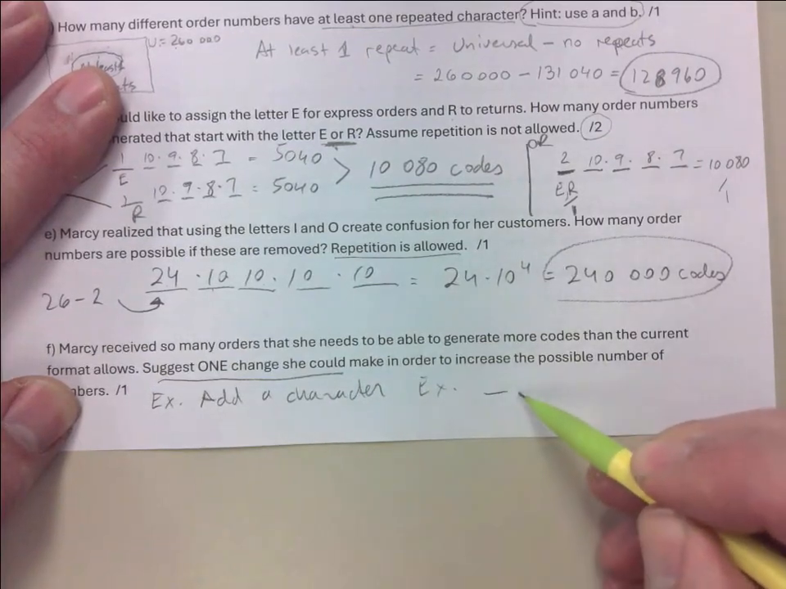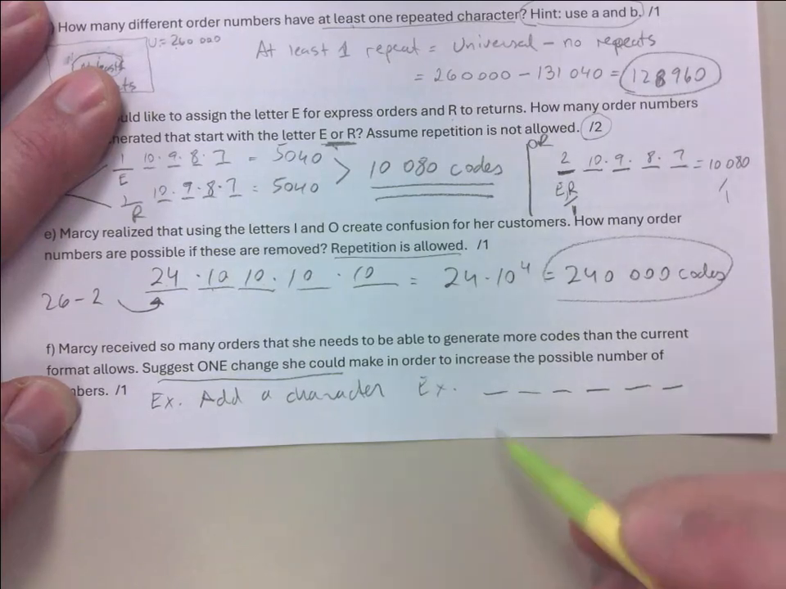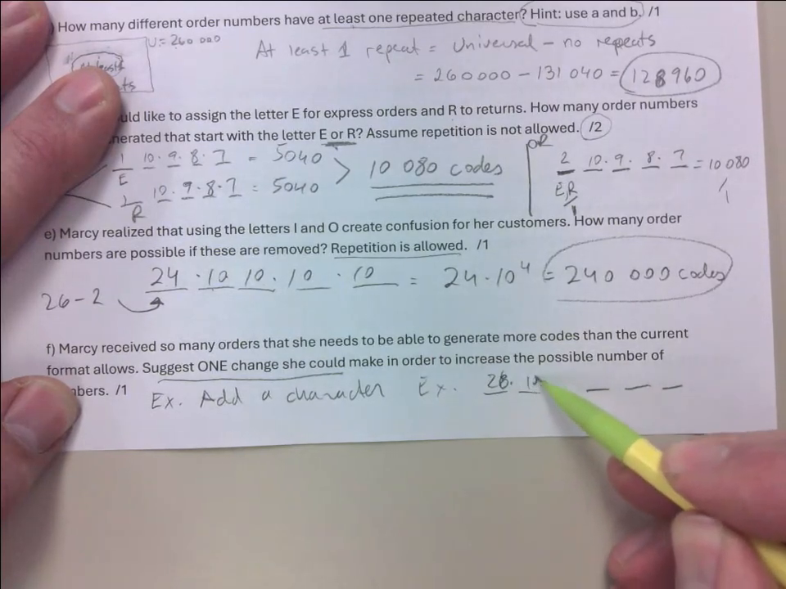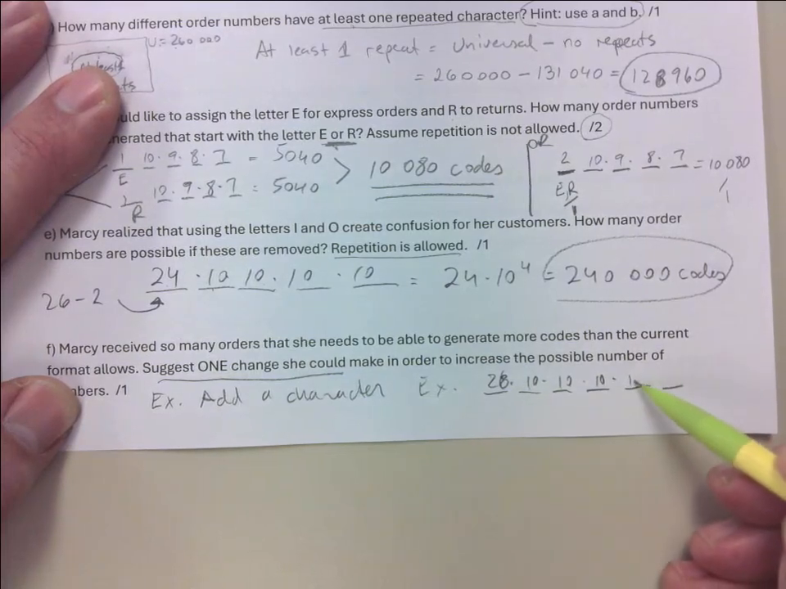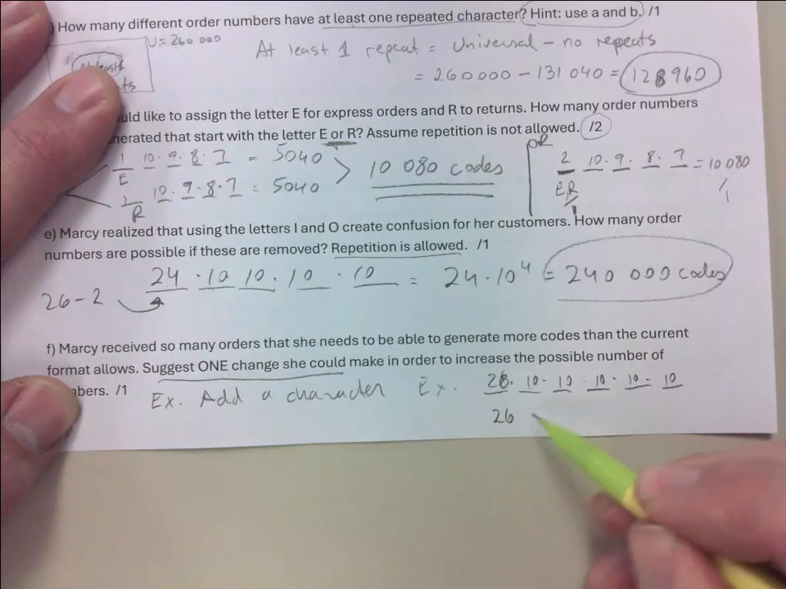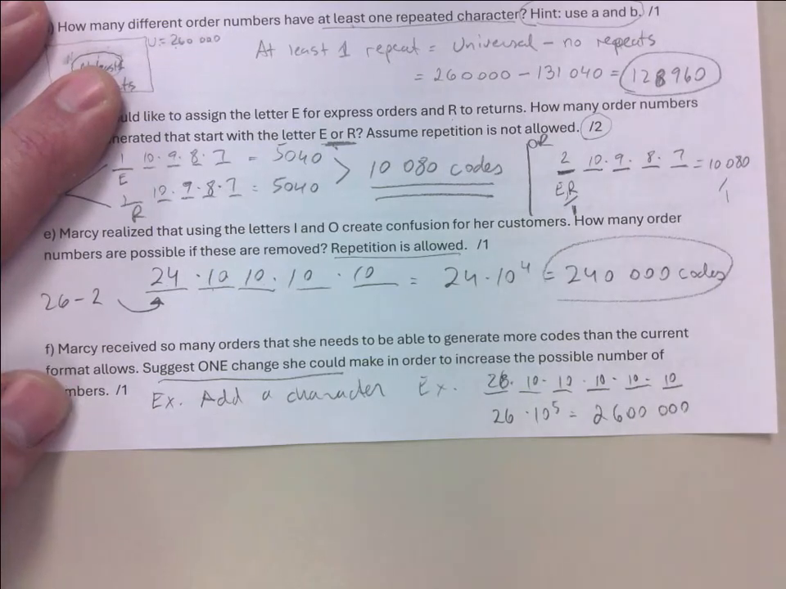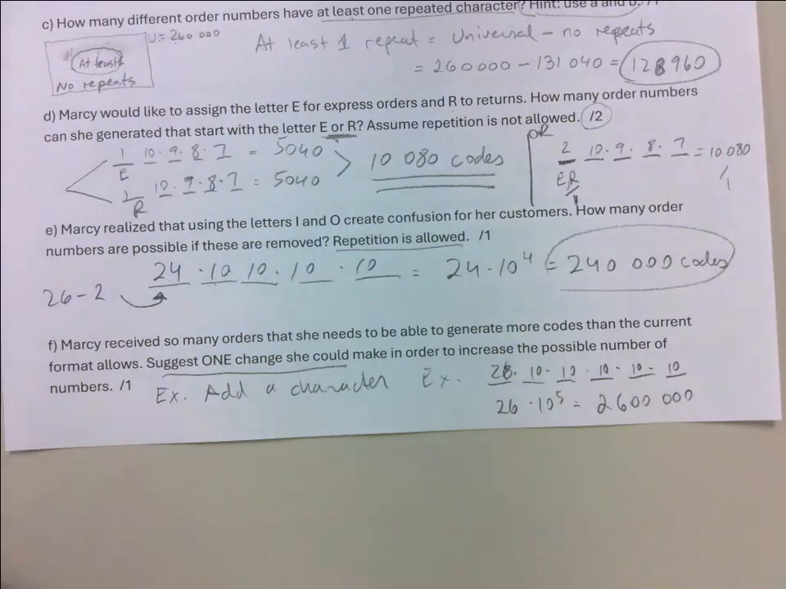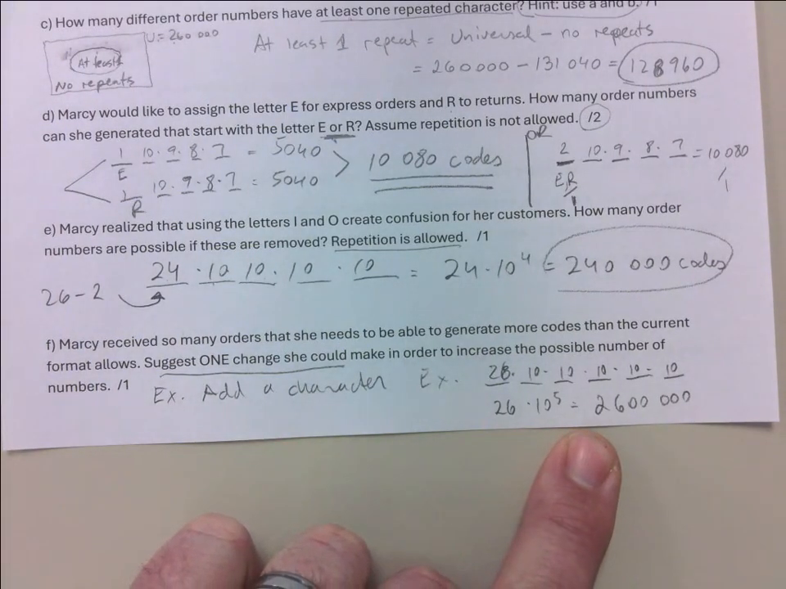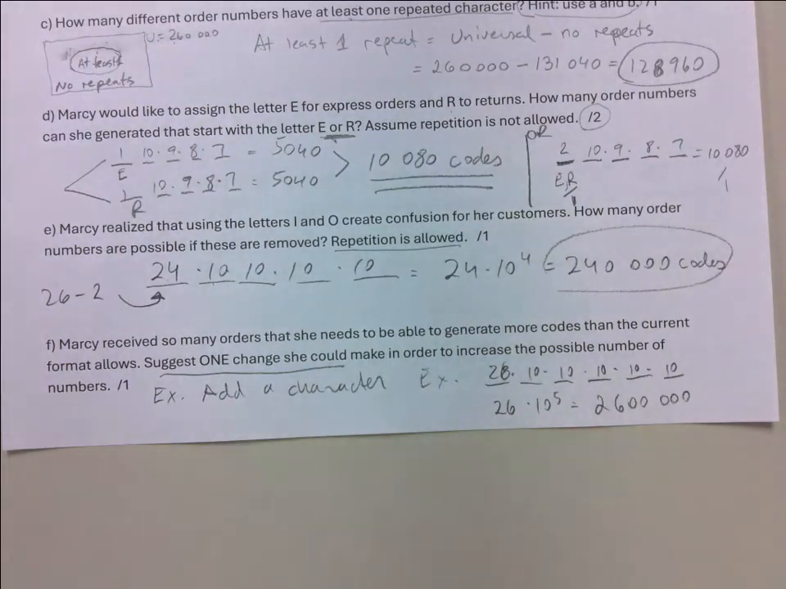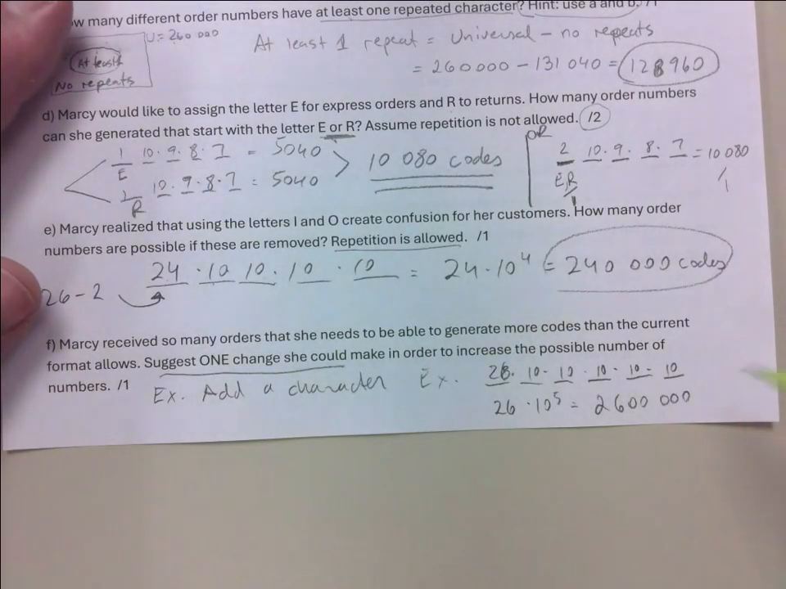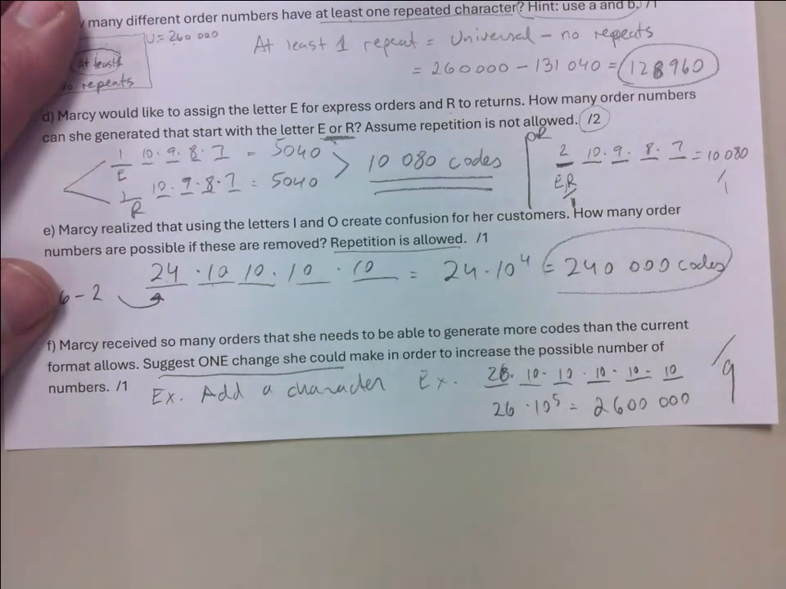Example, if you want to make sure that everybody understands what you're saying, this is 26 times 10 times 10 times 10 times 10 times 10, which is 26 times 10 to the power of 5, which is 2,600,000 codes. Okay, if it says explain or anything like that, you may write something and have an example to strengthen your case. All right, how many marks is this out of? It's out of 9, this page. Okay, and then we're going to go to the back side.